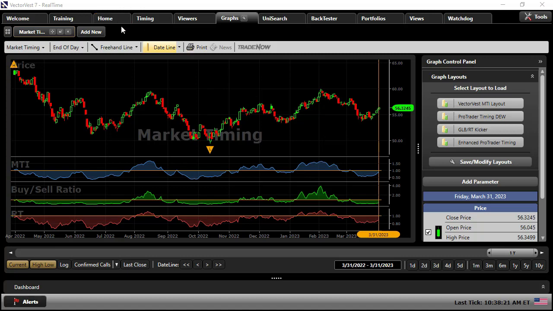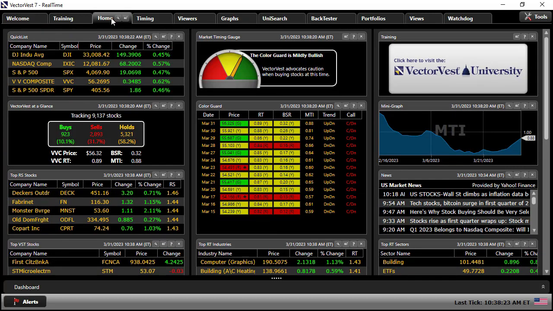Let's start with the home page before I go into the graphs any deeper here. We have our market timing gauge front and center on the home page of the VectorVest program. Secret number 3 to making money with VectorVest in Dr. DeLito's 7 secrets to making money with VectorVest is heed the color guard. Okay. Currently it tells us the color guard is mildly bullish and that VectorVest advocates caution when buying stocks at this time. Of course, we get a sense of where the major indexes along with the VectorVest composite are trading right now. Okay, and then we have our color guard.